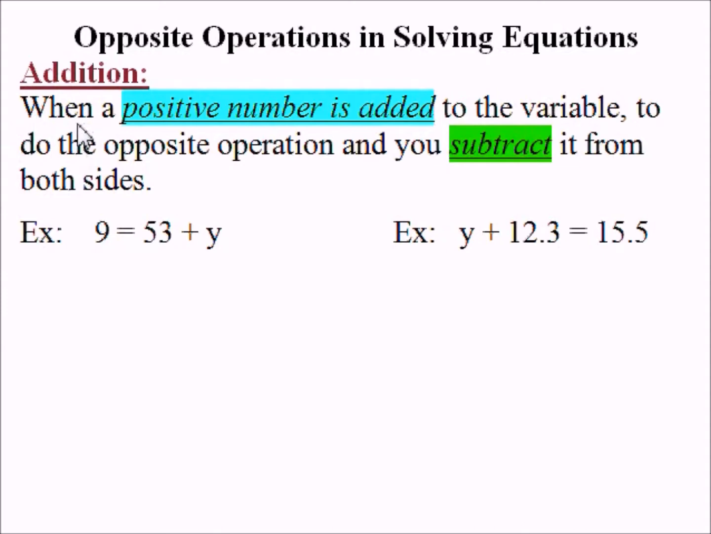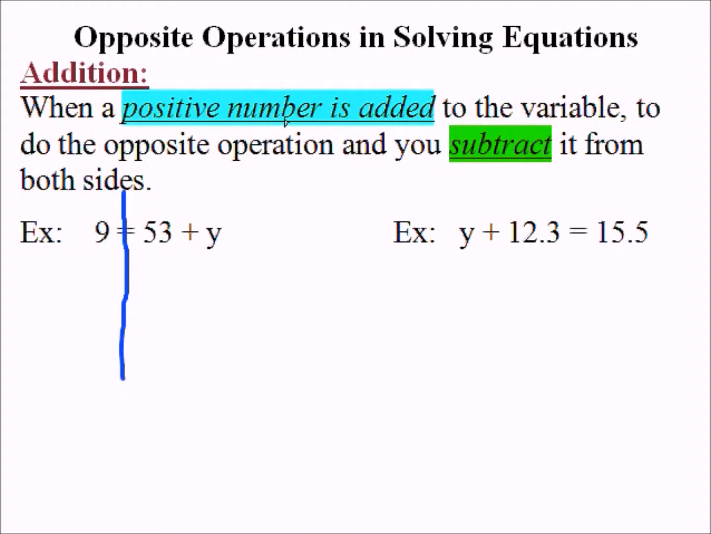Addition. Suppose there's addition in the problem. When a positive number is added to the variable, to do the opposite operation, you subtract it from both sides. So looking at a couple of examples of that, suppose we have 9 equals 53 plus y. Let's split our equation down the middle through the equal sign. And we have 53 plus y.